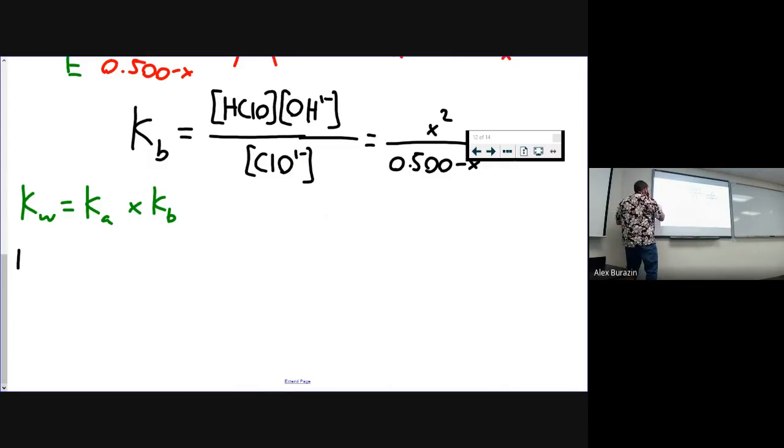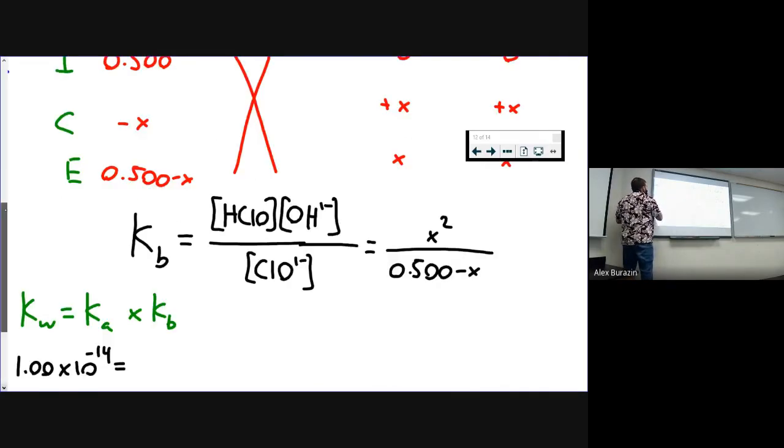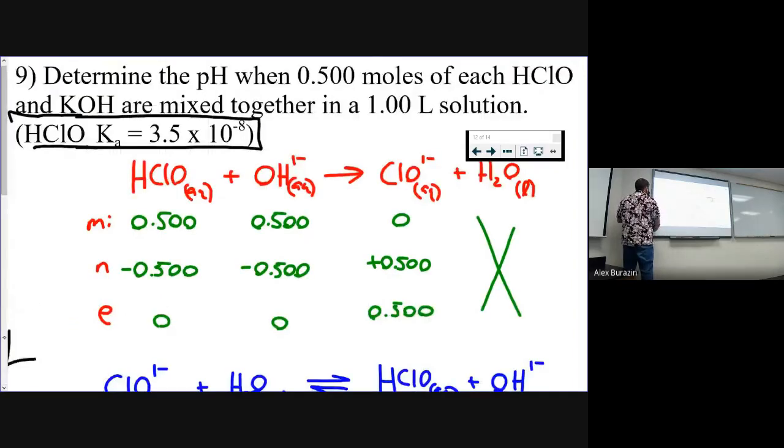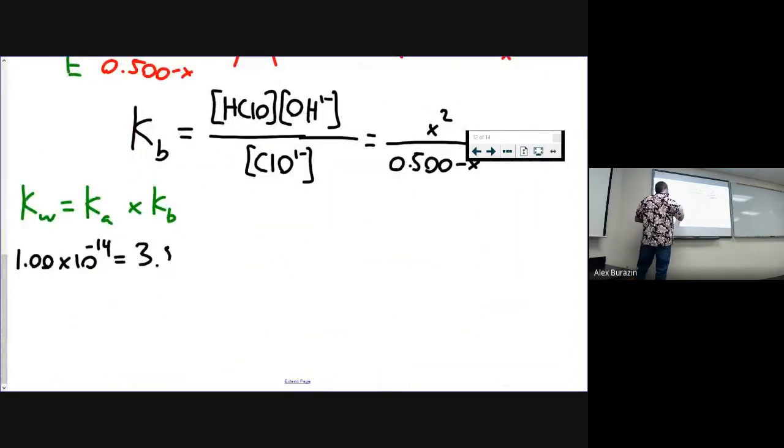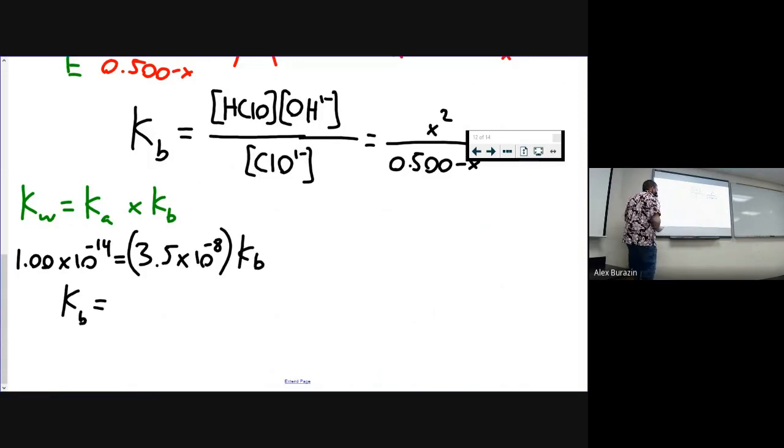Kw is 1.00 times 10 to the negative 14. Ka is 3.5 times 10 to the negative 8. We want to solve for Kb. What do we get for a value of Kb? 10 to the negative 7.